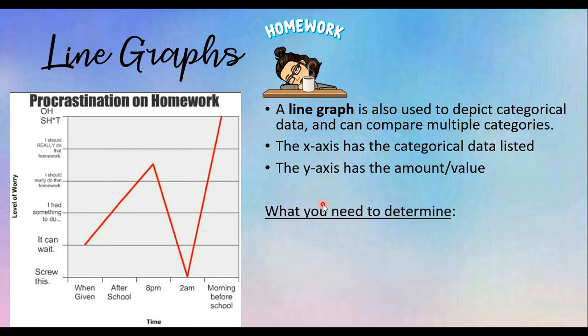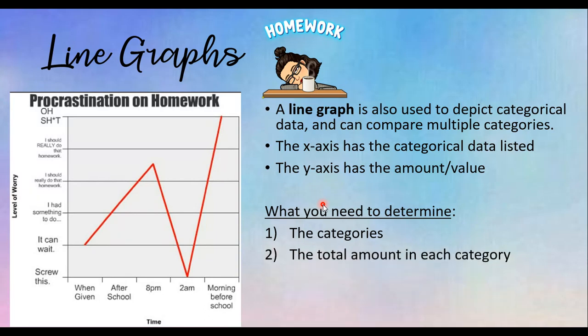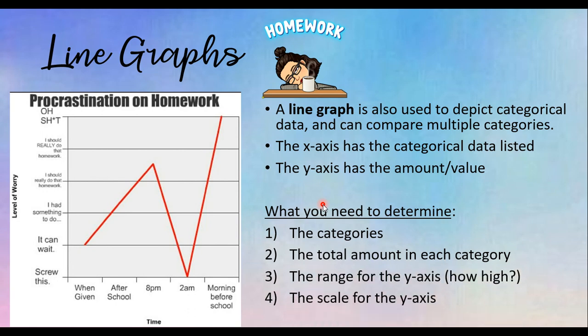And what you need to determine for a line graph is the categories. Of course, we need the categories, the total amount in each category, the range for the y-axis, and the scale. So we literally need the same exact stuff, and you guys probably are even more comfortable with line graphs than you are bar graphs. They're essentially just a dot plot. That's all it is, and then you connect them with lines.